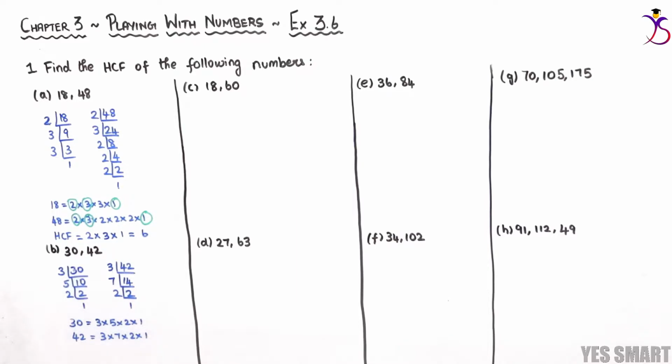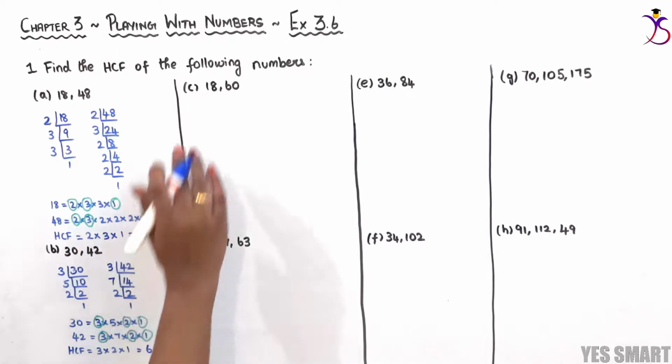Now let's circle the common factors. We have 3, 2, and 1. Therefore, HCF equals 3 into 2 into 1, which is 6. Therefore, HCF is 6.